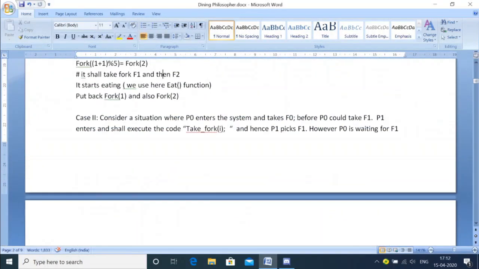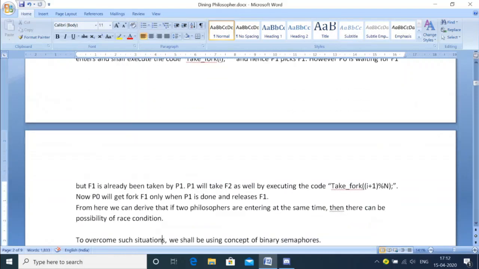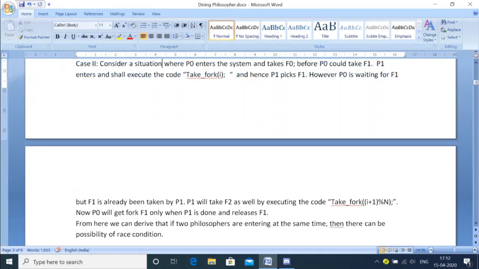But what has happened for P0, the first process? It has to wait. So how long will it be waiting? It will be waiting till P1 releases fork F1. So this condition is a kind of hold and wait, isn't it? Someone is holding, that means P1 is holding the fork. Isn't it a hold and wait?